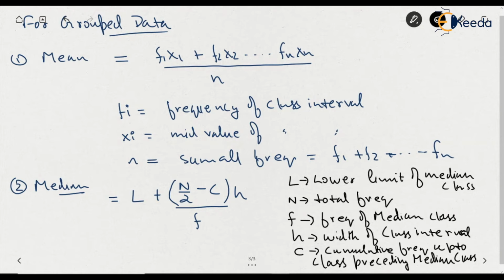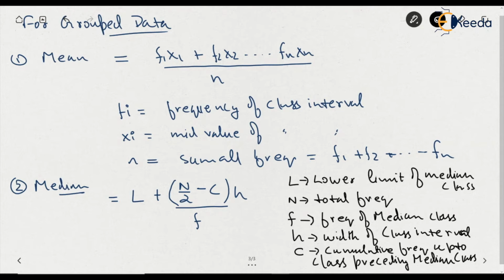So it is L. L is the lower limit of the median class. N, total number of frequencies, n by 2. C is the cumulative frequency up to the class preceding the median class. So up to the previous interval. And then f is the frequency of the median class. H is the width. The width will be the same for all the intervals.